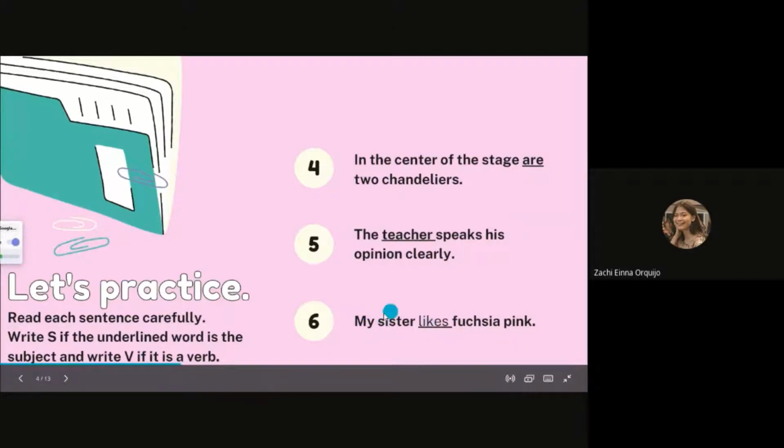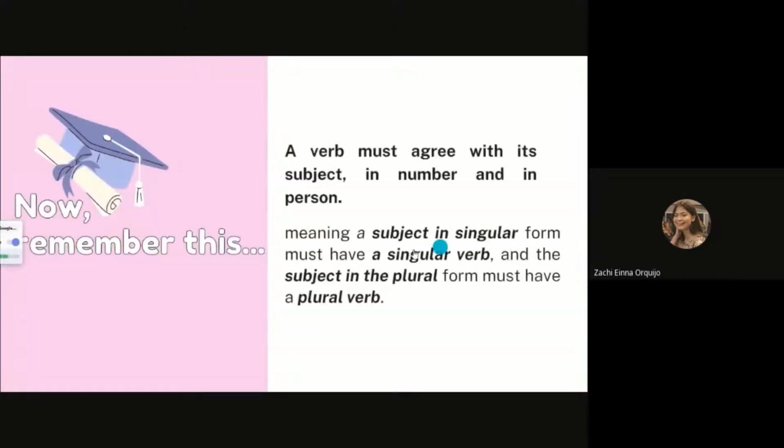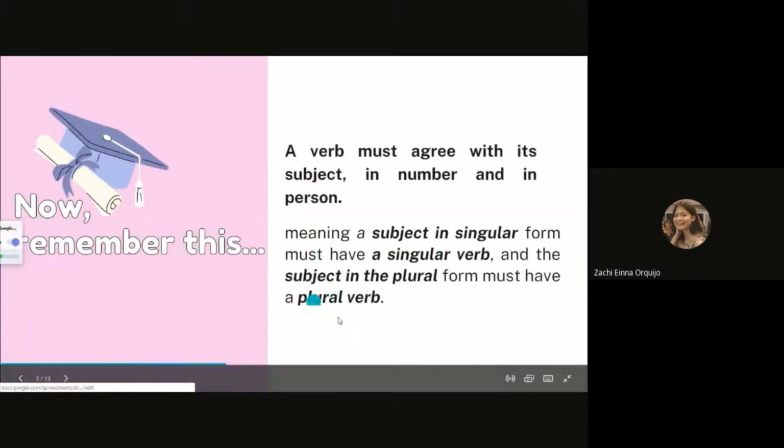So, katulad din itong my sister likes. So, isa lang naman yung sister, hindi naman sinabing my sisters. So, pag may sisters, like lang siya, walang S. Pero dahil singular lang ang pinag-uusapan natin o yung sister, isa lang, kaya tayo naglalagay ng S sa dulo ng verb. Kaya my sister likes. So, this verb agrees with the subject. So, pag singular ang subject, singular din ang verb. Kapag plural ang subject, plural din ang verb.